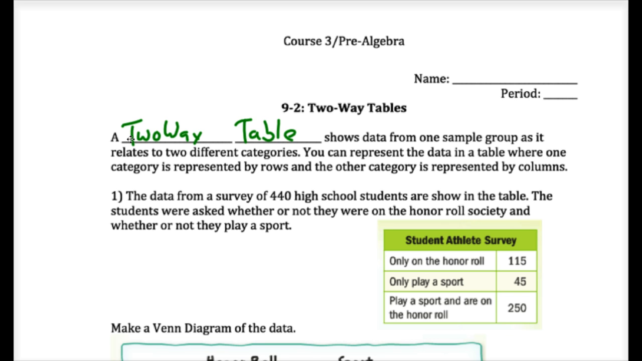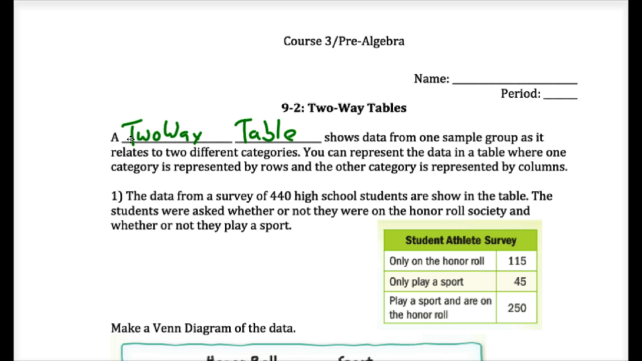All right, but here's what a two-way table does. It shows the data from one sample group as it relates to two different categories. Honor roll, sports. There's your two categories. You can represent the data in the table where one category is represented by rows. Everybody put your arms like how rows go. And the other category is represented by columns. Everybody put your arms like columns. Columns, rows.